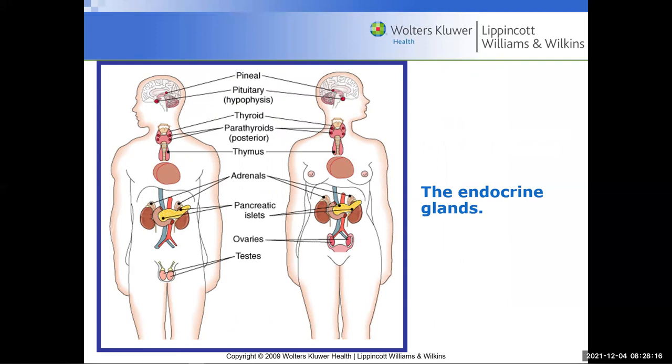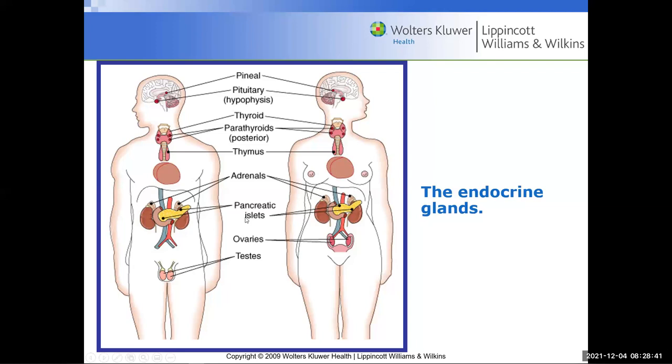Okay, let's have a closer look. So you have the pineal gland located in the brain, and you have the pituitary gland as well, the thyroid gland, parathyroid, thymus located laterally on either side of the trachea. You have the adrenal glands, very important for the secretion of adrenaline, as the name implies, and they are found at the top or superior portion of the kidneys themselves.